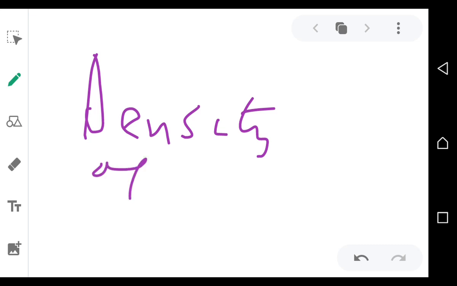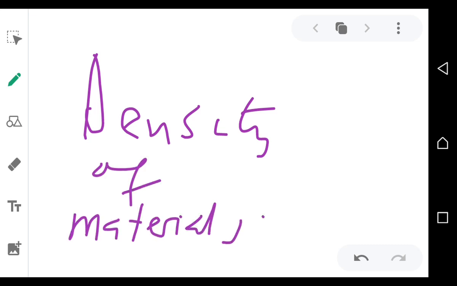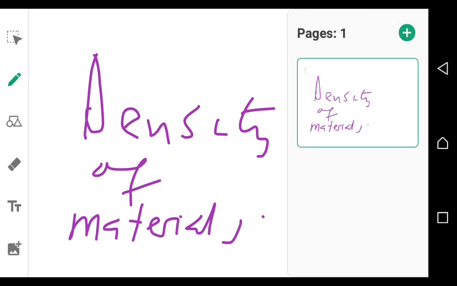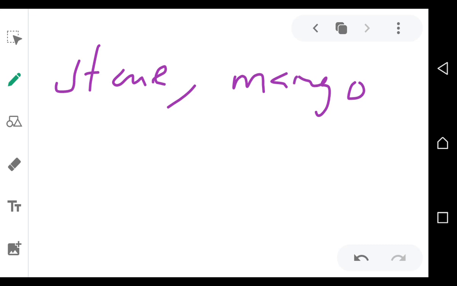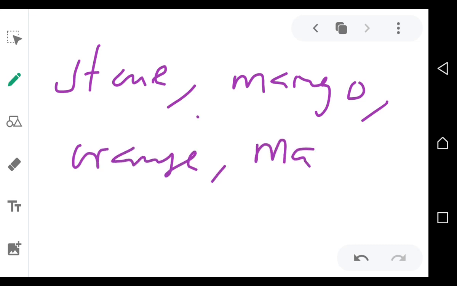Okay, so today we are going to look at density of materials. It doesn't matter, it can be the density of a stone, the density of a mango, anything, a stone, mango, orange, marbles, anything that you want to find the density for.